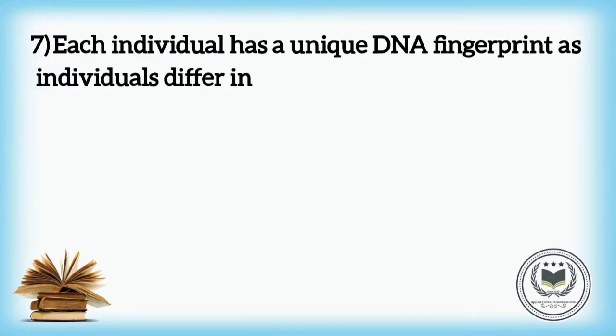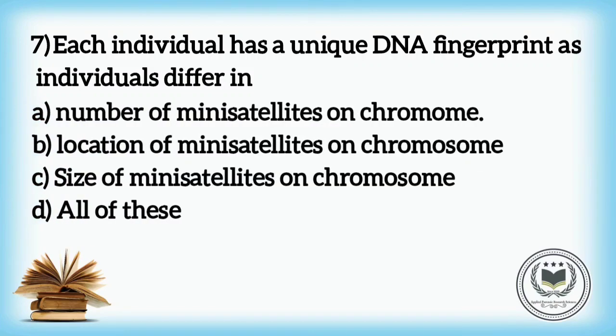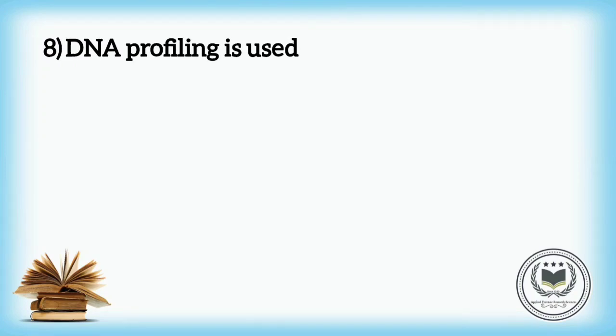Here's the seventh question. Each individual has a unique DNA fingerprint as individuals differ in option A. Number of minisatellites on chromosome, B. Location of minisatellites on chromosome, C. Size of minisatellites on chromosome, D. All of this. And the answer is D. All of this.